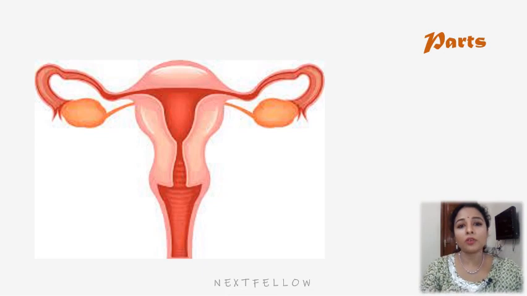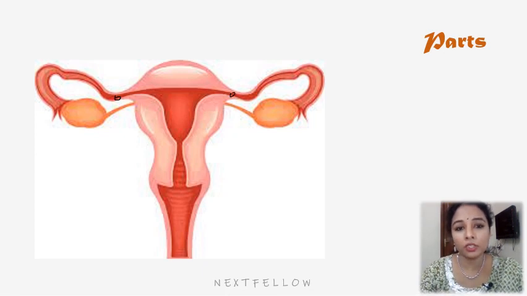Let's see the parts of the uterus. The upper end of the uterus is called the fundus. It is connected on each side to the fallopian tubes. We can see the fallopian tubes open into the uterus. And the projection of the uterus into the fallopian tube is called the cornu of the uterus. And the lower part is the cervix, which continues into the vagina.